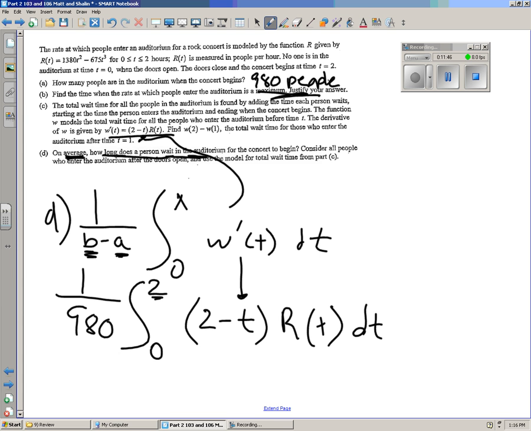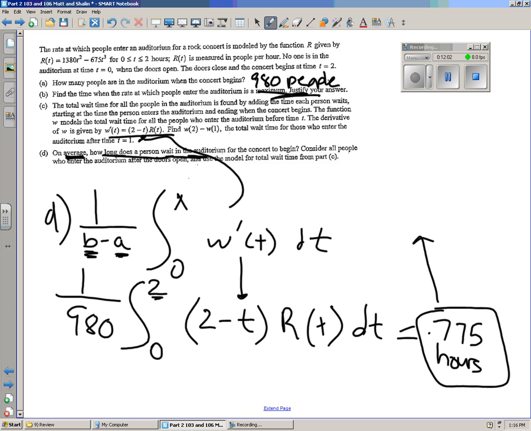And then once you evaluate this, you've got to put this into your calculator, and you should get 0.775 hours. This number tells us how many hours each person waited.